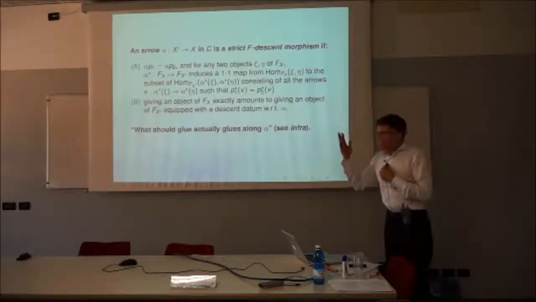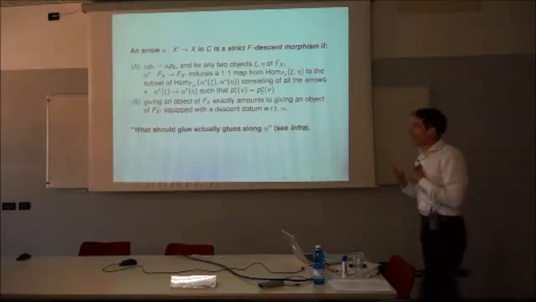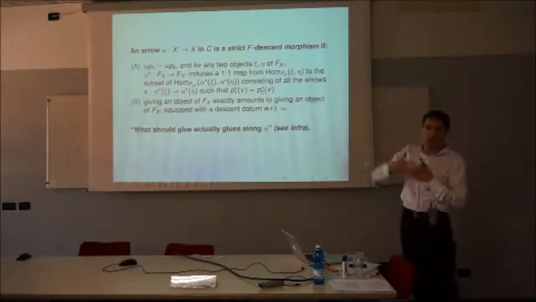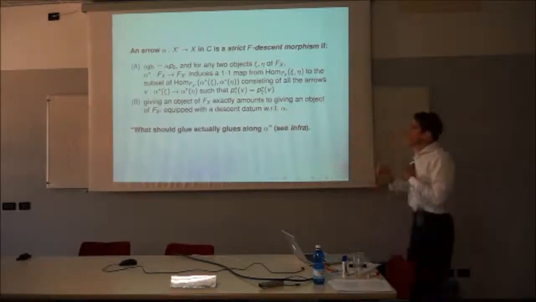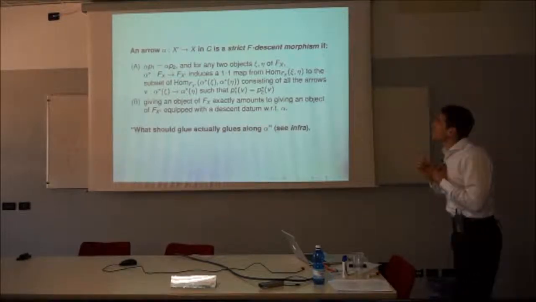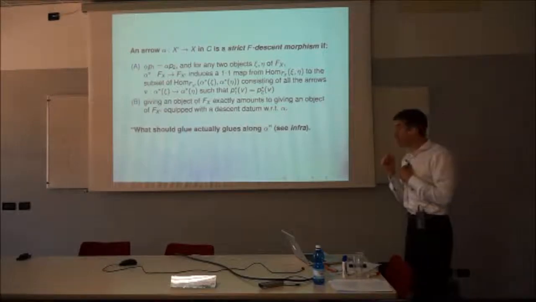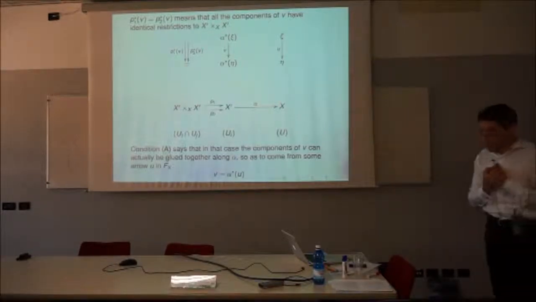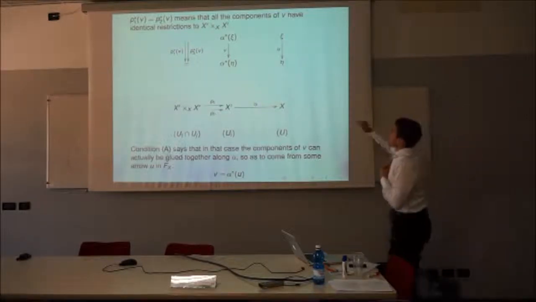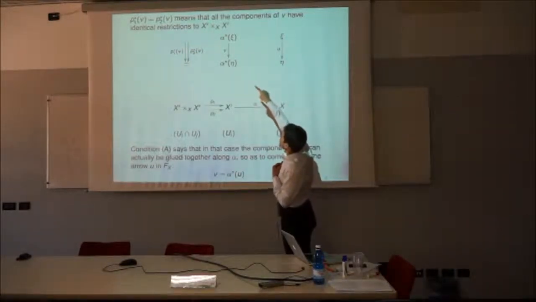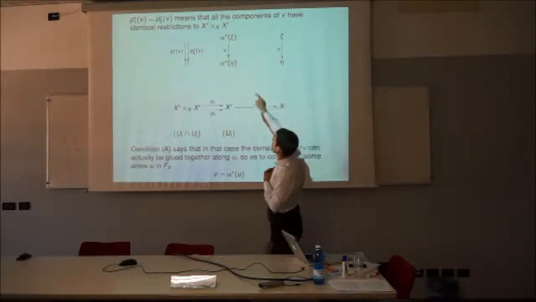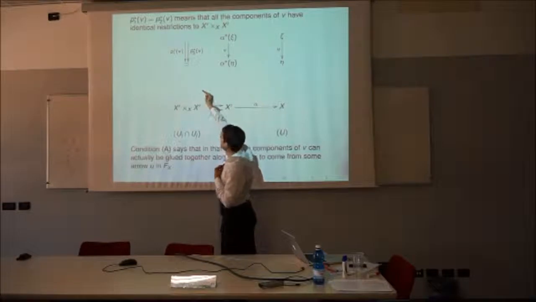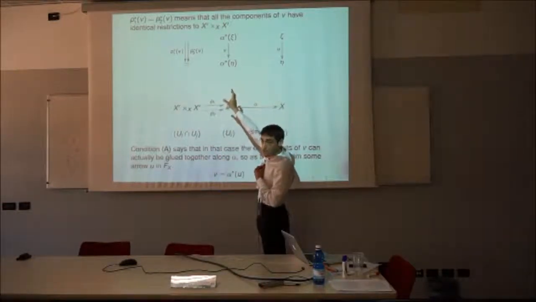Now, having defined a descent datum on an object, Grothendieck defines what he calls a descent morphism, F-descent morphism, F being the fibration under consideration. So you forget about that slide, of course. What does it mean for alpha to be a descent morphism? That means that what should glue actually glues along alpha. So here is a more telling picture of what is going on. You want two things. Suppose that you have an arrow V in the fiber above X prime in such a way that the two images of V by the two base change functors, P1 star and P2 star, are identical.